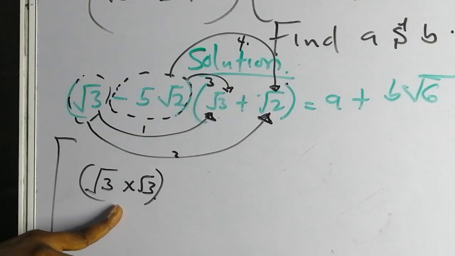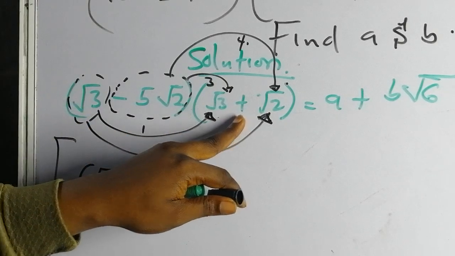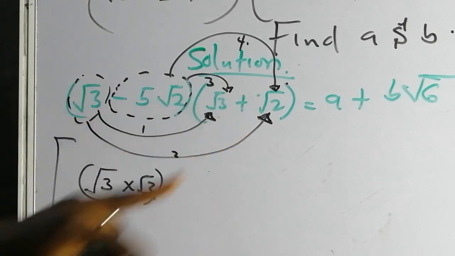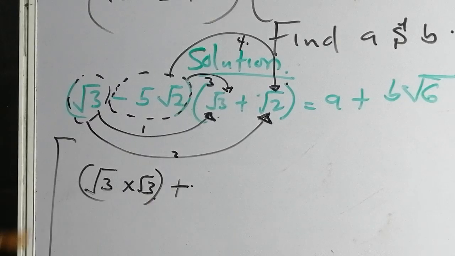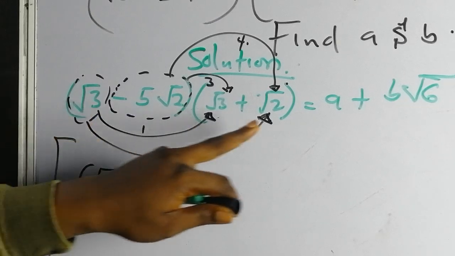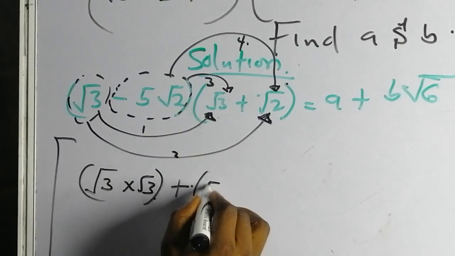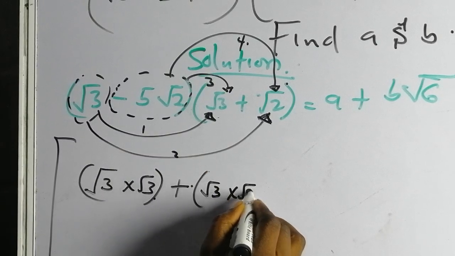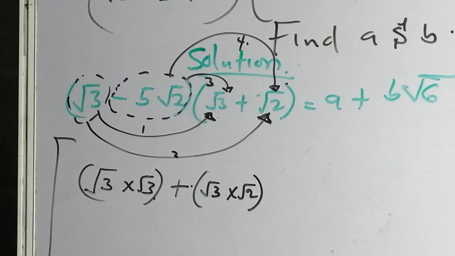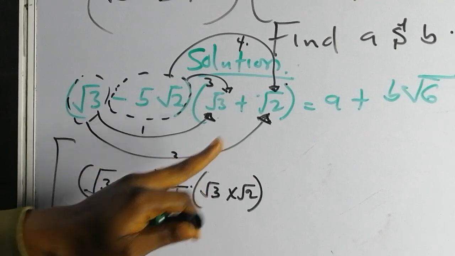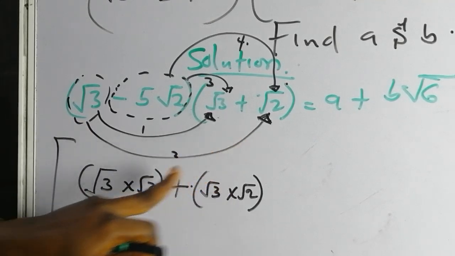Now look at this very well. This is plus, the second one. There's a plus here, you put a plus. And the second one says what? Root 3 times root 2. So this is another one. I can jump that step, but I'm only showing you number 2.